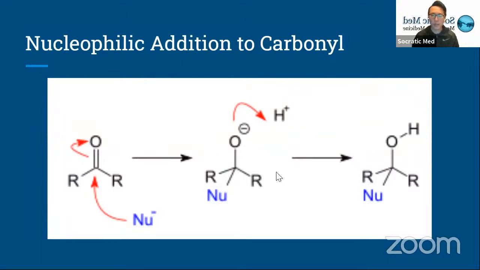So what happens in aldehydes and ketones is the anionic oxygen will accept a proton from the solvent, and this forms a hydroxyl group. So this is the final product in a nucleophilic addition to the carbonyl in aldehydes and ketones.